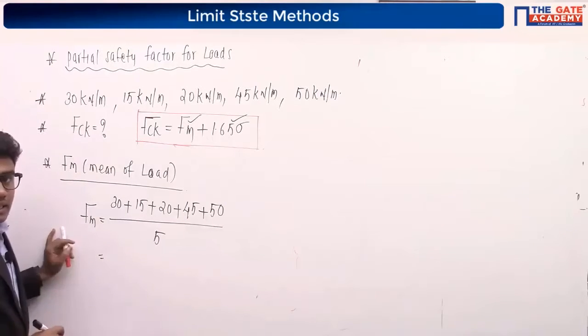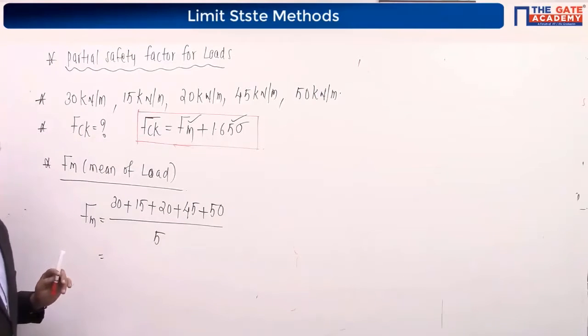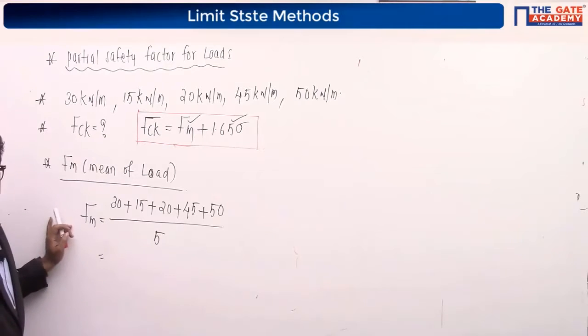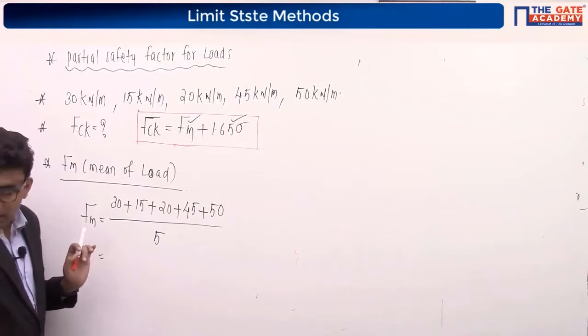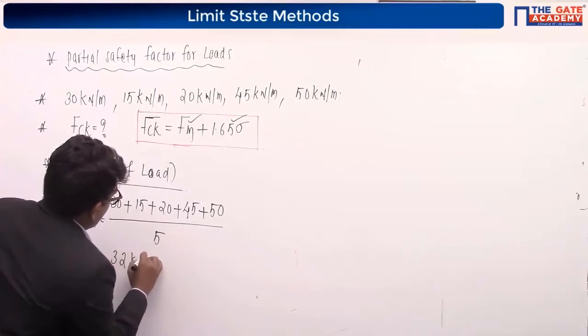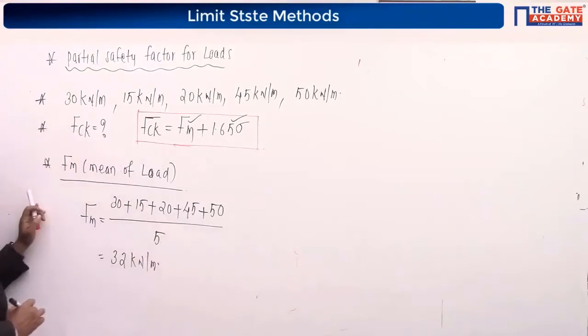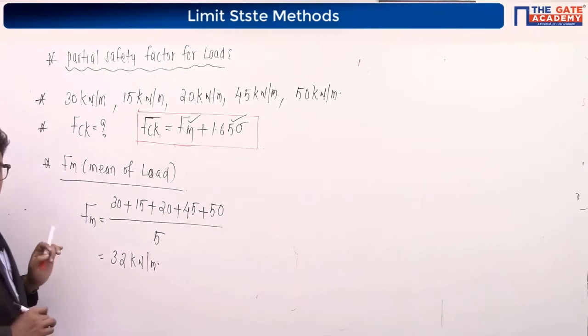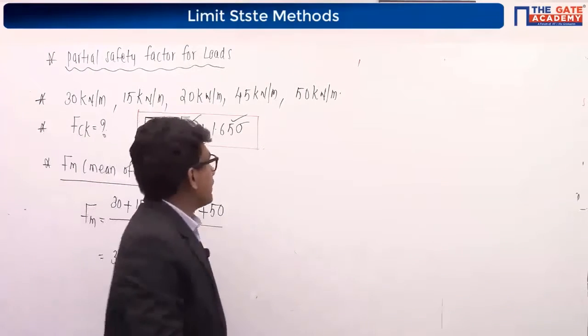What is the mean load? What is the mean value there? Yes, it is 32. It is coming as 32 kilonewton per meter. The Fm value, that is the mean load, is obtained as 32 kilonewton per meter.